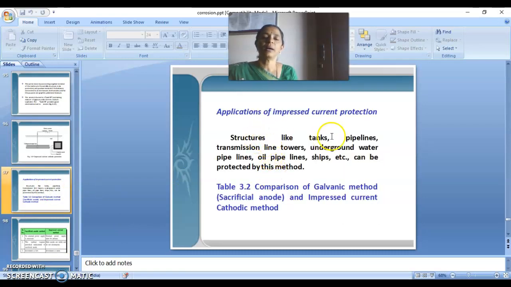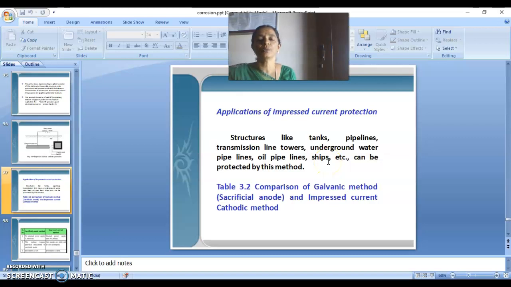Similarly, this cathodic current method is highly supportive in prevention of corrosion in tanks, pipelines, transmission line towers, underground water pipelines and oil pipelines. Ships can be protected by this method. See, these are all economically significant, requiring large investment. Underground pipelines and oil pipelines, if damaged, are very difficult to recover. We have to spend more money even for minor repairs.